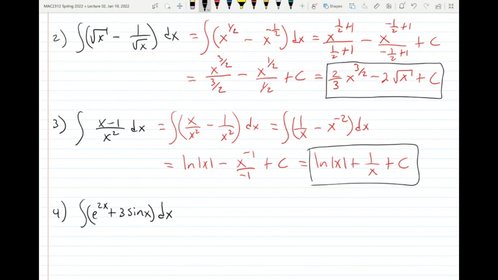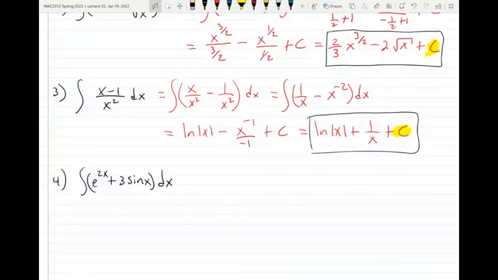Okay. Questions? Now, again, it's important: plus c. If you don't put the plus c, you will lose points because it's important. This symbol means I want to know all possible antiderivatives, not just one. It just turns out that every possible antiderivative looks like this function plus a constant. But it's important that you give me this constant. All right, how about number 4?